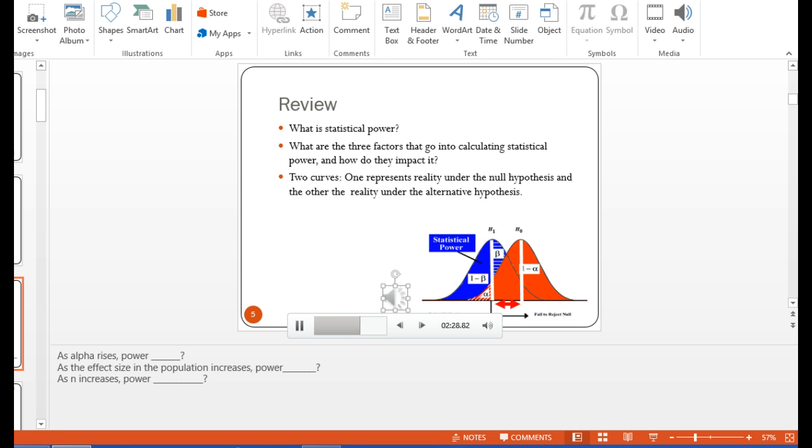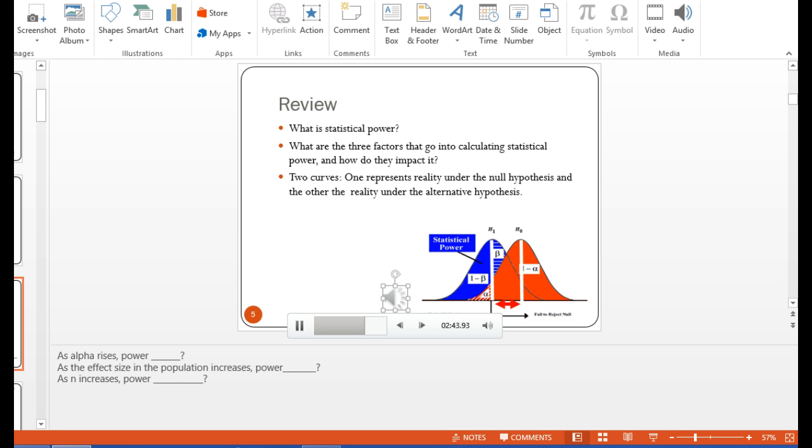But the effect size in the population is the last thing that affects power, and that we really don't have control over. But if we have a large effect size in the population, a big effect to find, it will be easier to find it. So that means power is increased for our study.